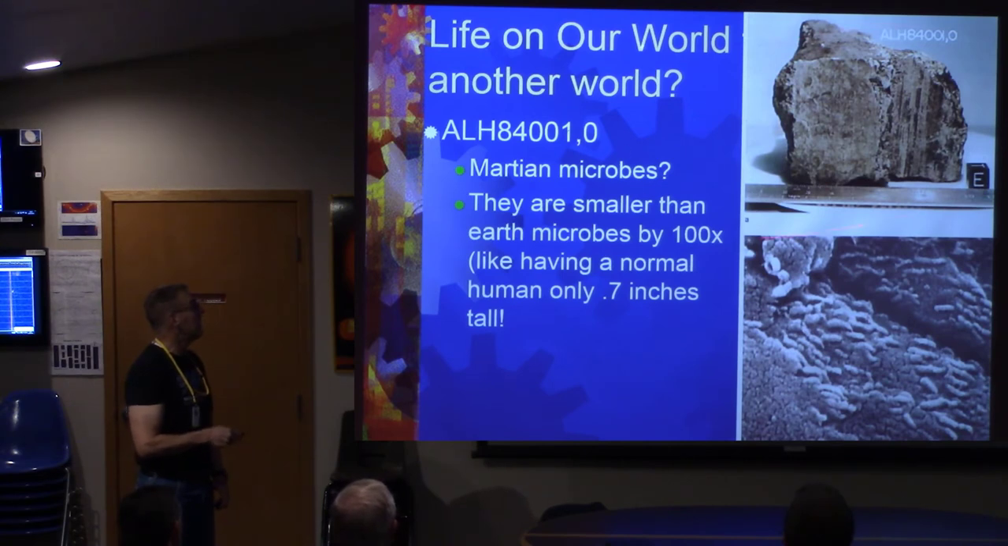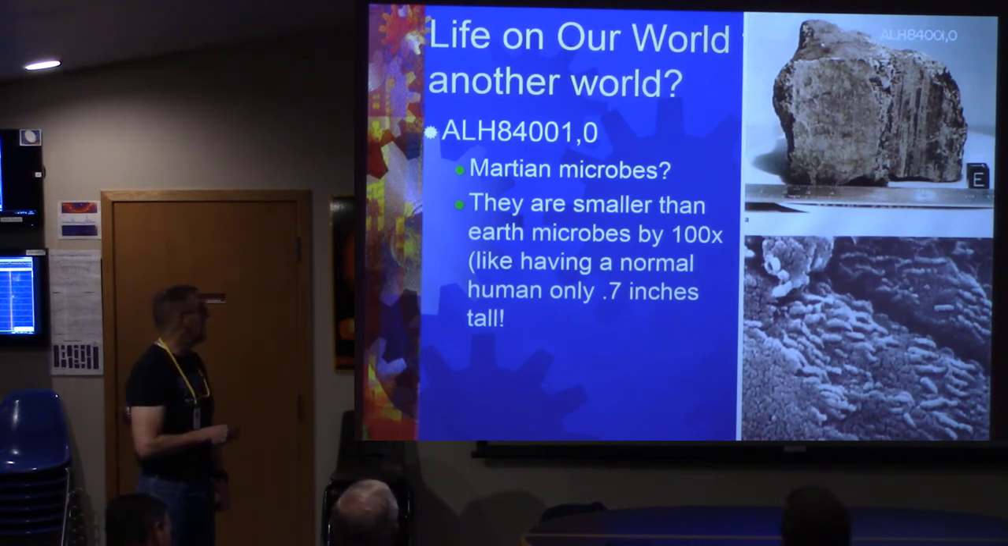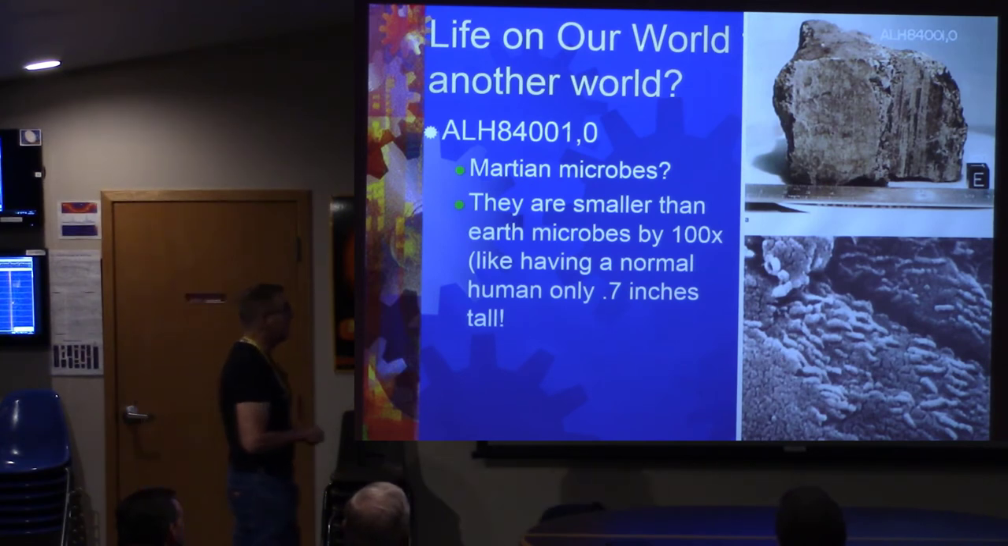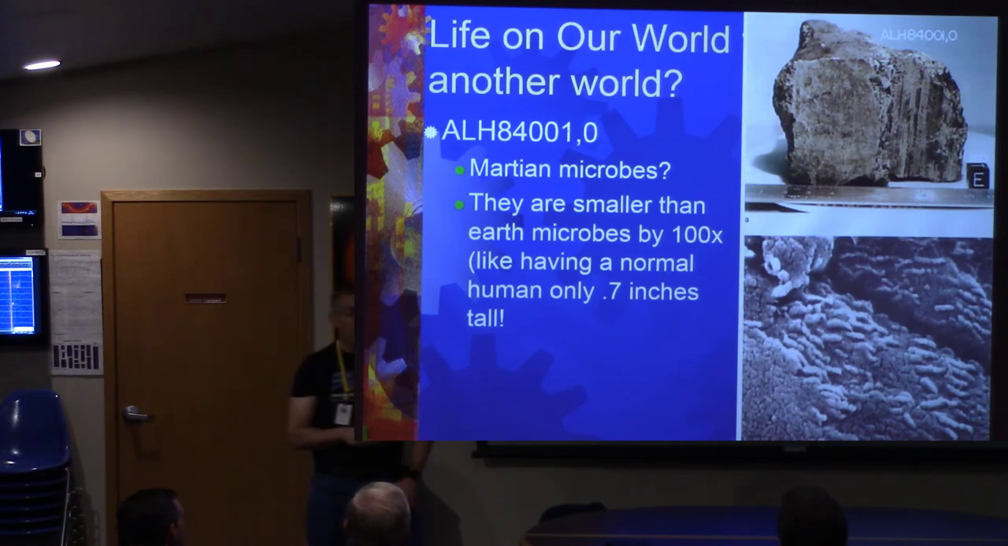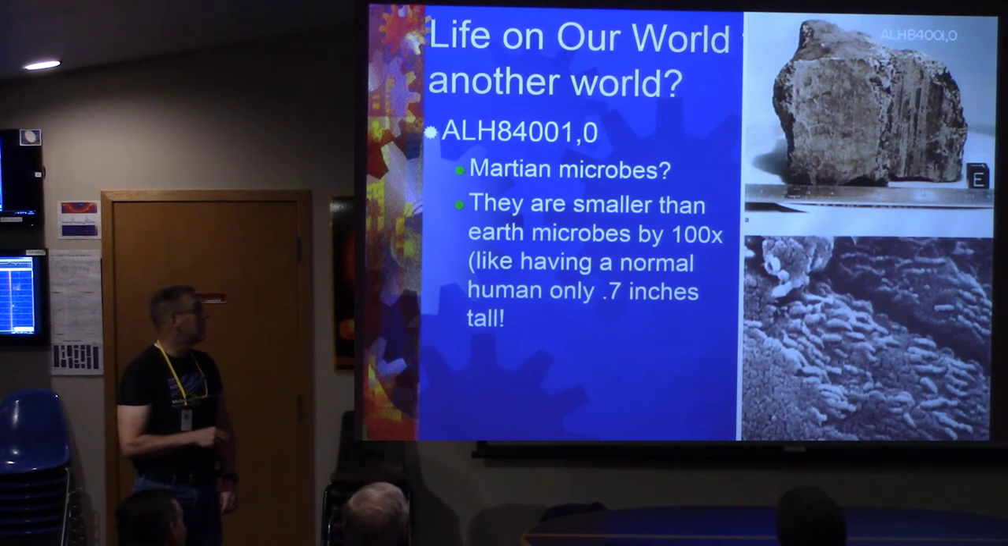This is the rock I was talking about earlier. This is ALH, I was totally wrong with the number, 84001. It's just a designation of how they keep track, catalog the rocks that they get in Antarctica. And these little microbes are smaller than Earth microbes by 100 times. So it's a normal human, 0.7 inches tall. There they are. This is what the electron microscope shows. That's what the researchers put forward, at least, could be mineralized bacteria inside this Martian rock picked up on Earth.